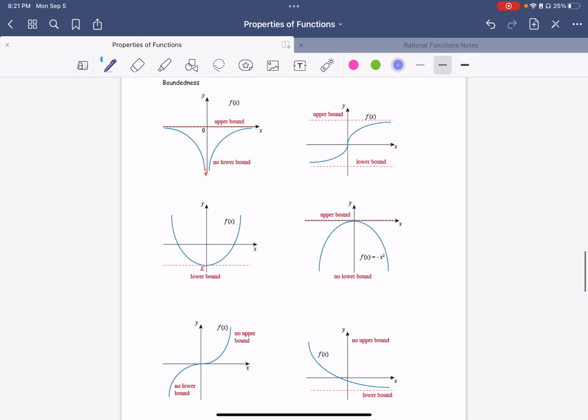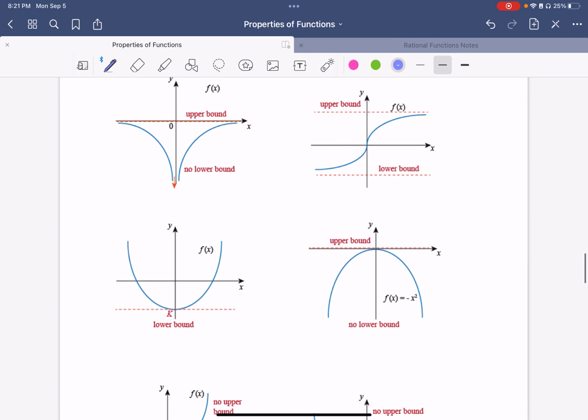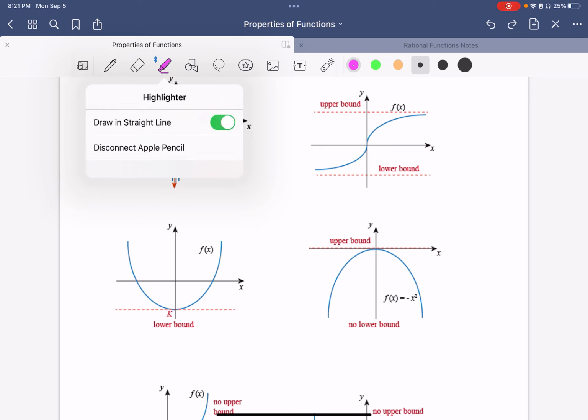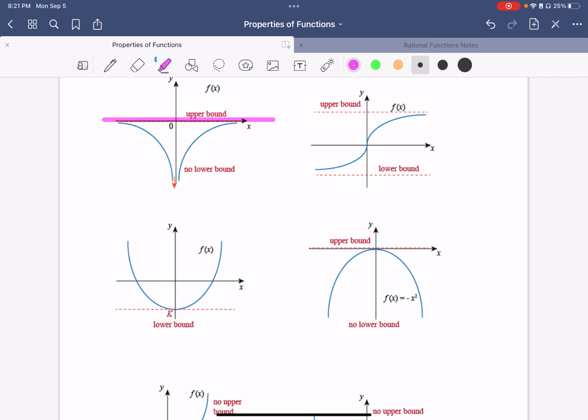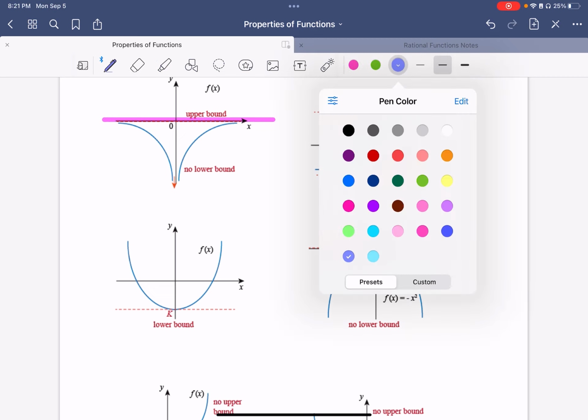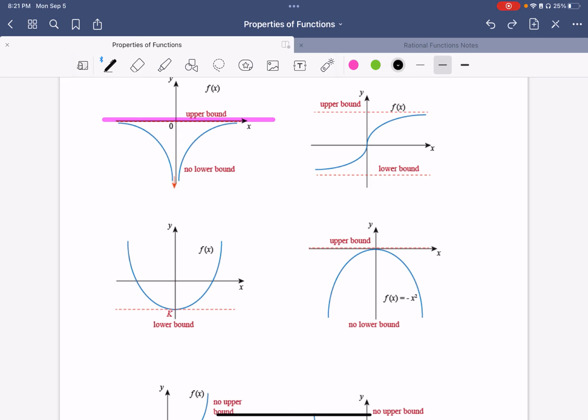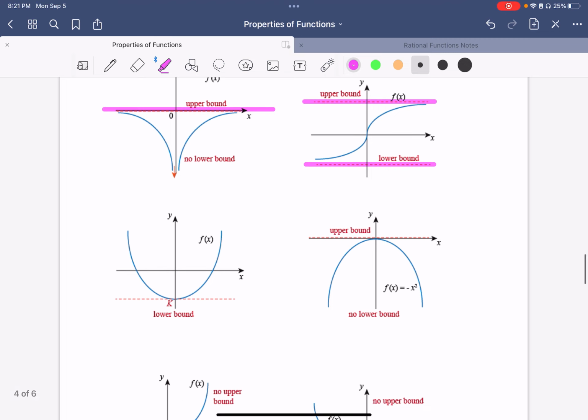So it's talking about boundedness of graphs. So you can have an upper bound, lower bound, a combination of both, or neither. Okay, so here you see we have an example of something that is bounded above but not bounded below. Okay, so it's bounded above, meaning it's not going to go all the way up there, but it is going down, and it's missing the arrows, but it is going down. Okay, this one is bounded both above and below, so the graph will only exist within the bounds. This one is bounded below, and it does go up to infinity, so it's not bounded above.